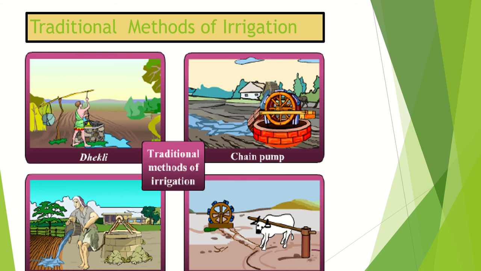Rath or lever systems. Water is drawn out of wells by animals like cow, buffalo, oxen. Animals move and rotate the wheels to draw the water from the well. Next, we will talk about modern methods of irrigation.